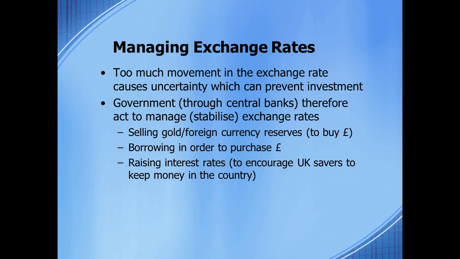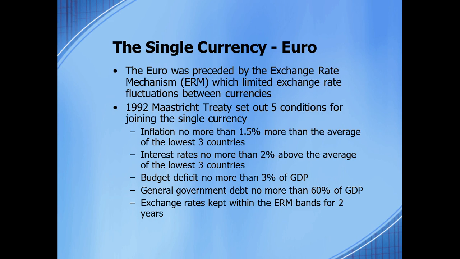All of this makes it harder for other countries to buy pounds and to try and affect our exchange rate. Now, one of the ways round this is by setting up a single currency, in this case the euro, a zone where all countries trade in one currency, which effectively eliminates all the problems of different currencies and conversion rates. The euro was preceded by the exchange rate mechanism, the ERM, which limited exchange rate fluctuations between currencies by setting boundaries.